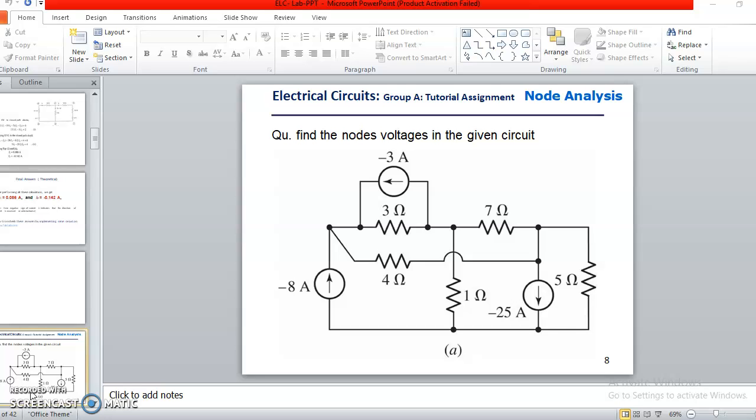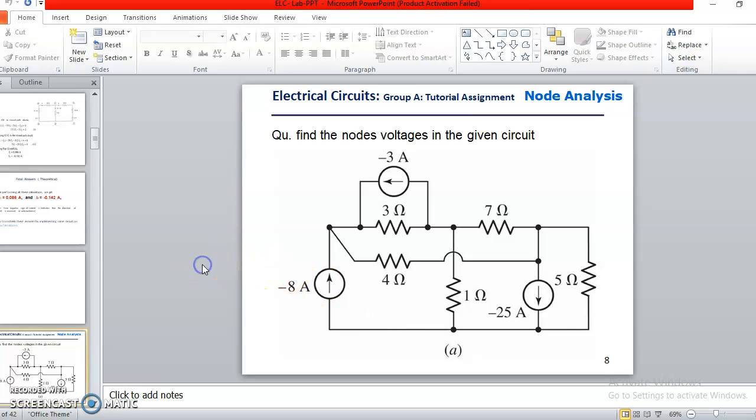For application of this method, every junction in the network where two or more elements meet is considered a node. One of these is considered the reference node or zero potential node. Hence, the number of simultaneous equations to be solved becomes n minus 1. From this figure, you should be able to tell how many nodes are present. This is the first node, this is the second node, this is the third node, and this is the fourth node, which is also called the reference node.